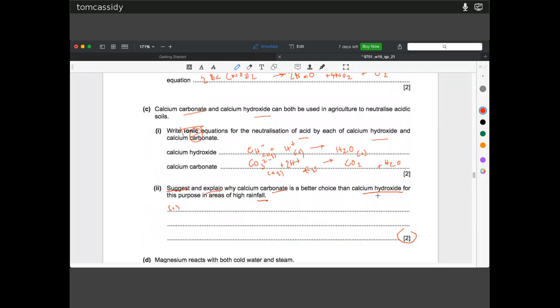Calcium is not right at the top of group 2. So calcium hydroxide will actually be soluble to some extent, and you should know that from GCSE work, because a solution of calcium hydroxide is lime water. You've used that for doing some tests in GCSE. So we know that calcium hydroxide is actually soluble in water. And so the reason we don't use calcium hydroxide is because in areas of high rainfall, it might dissolve up and be washed away.